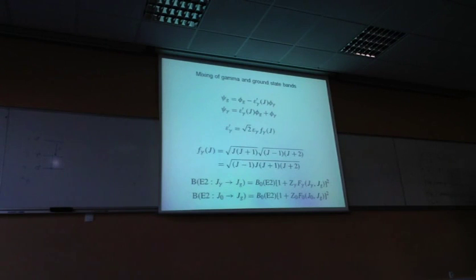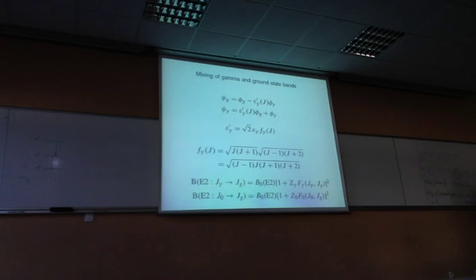You can see the BE2 values from the gamma to ground band are the unperturbed BE2s, the Alaga values, times 1. So if you don't have this term, you get the Alaga values, plus some function of the spins and a coefficient called Z gamma. Z gamma is proportional to these mixing amplitudes. And so by fitting the data, you can extract Z gamma parameters, you can extract the mixing, and you can interpret the data. And when you do that, you get very good agreement, at the cost of an extra parameter.